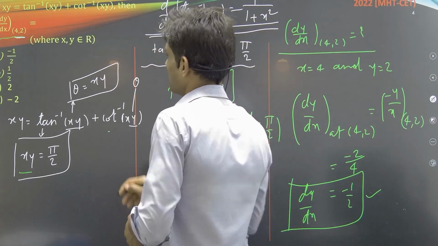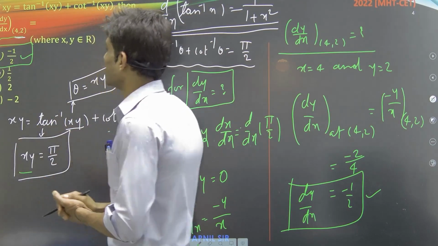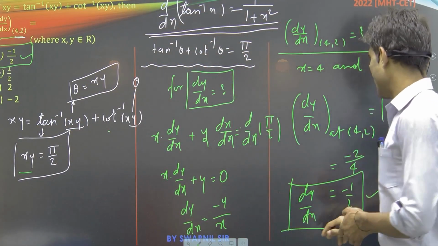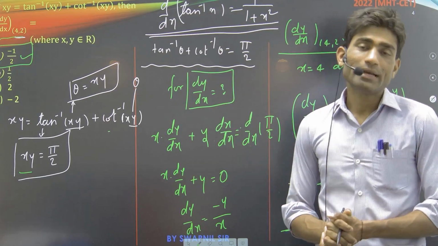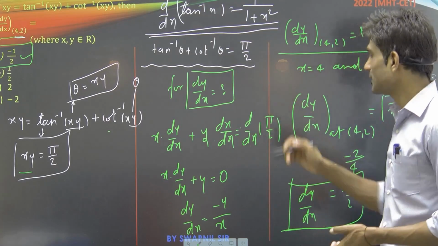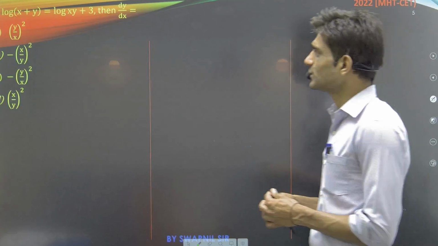Now see that in our option number first, A, which is minus 1 by 2, is our required answer. So dy by dx, which is minus 1 by 2, is our required answer. So this is option number A, correct. I hope you all have understood this solution. Let's move on to the next one.